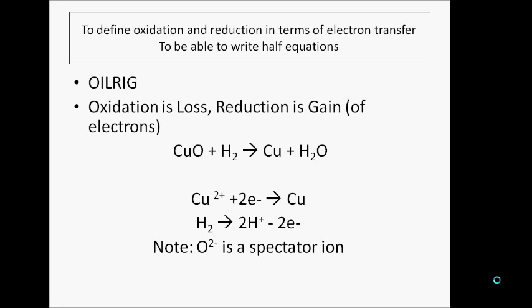If you look on the left-hand side, it starts as O2-. If you look on the right-hand side, it's still O2-. So it hasn't changed in terms of electrons. It's exactly the same on the left-hand side as it is on the right-hand side. Yes, it's chemically combined with a different atom, because on the left it's combined with the copper and on the right it's combined with the hydrogen. But in terms of electrons, it's exactly the same. So it's a spectator, it hasn't got involved, and therefore it's not in either of the two half equations.